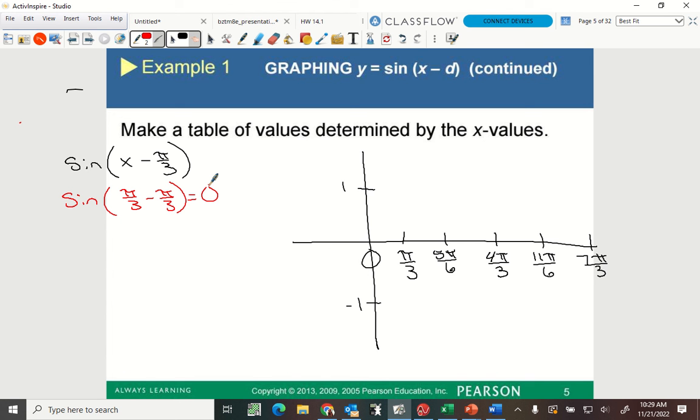Yes. And where was sine at 0? That's where your y value is. There you go. Okay.